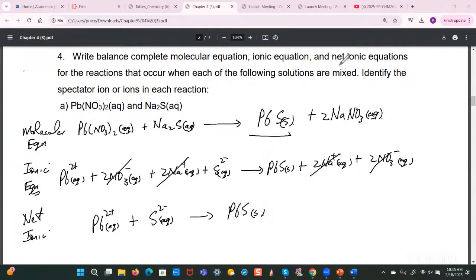So the question says, oh, it says identify spectator ions. So I'm going to put a little note here. Spectator ions are Na+ aqueous and NO3- aqueous. That's it. So that will be the complete answer to this question.